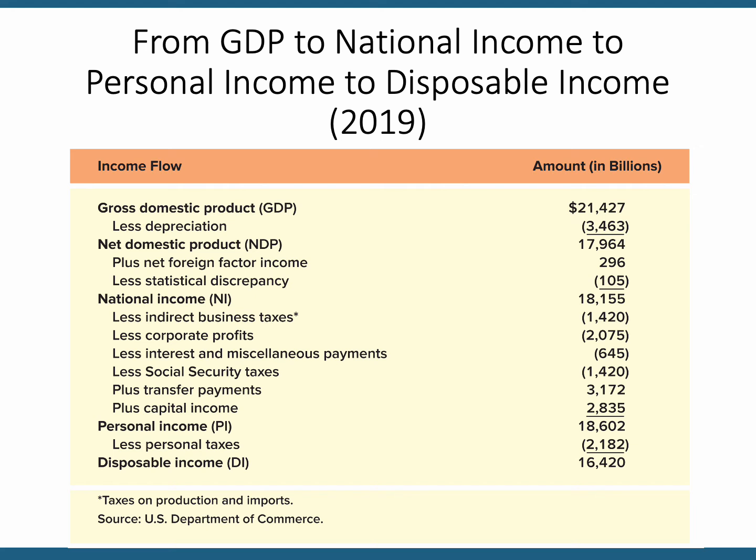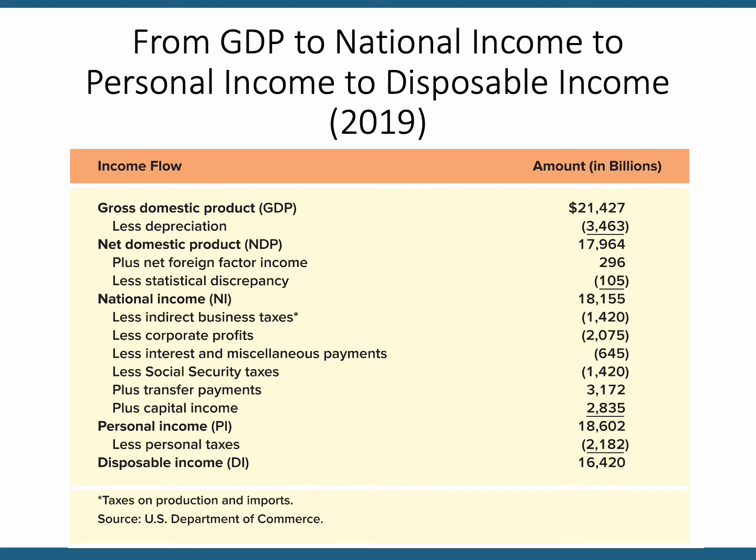Now, to go from national income to personal income, you're going to subtract out income earned by organizations other than people, so businesses and governments. And so what does that mean? Well, you're going to subtract indirect business taxes. You're going to subtract corporate profits. That's not income for people. You're going to subtract interest and miscellaneous payments, Social Security taxes. That's income for governments, not people. So you take that out.